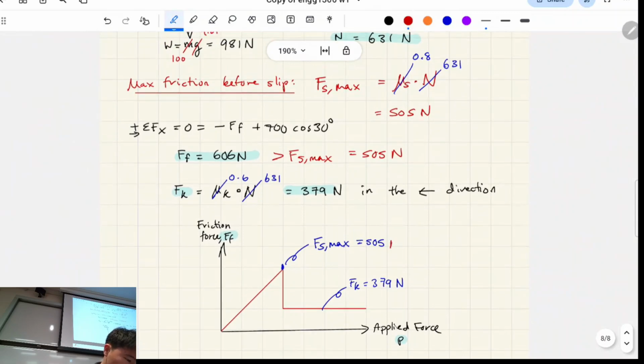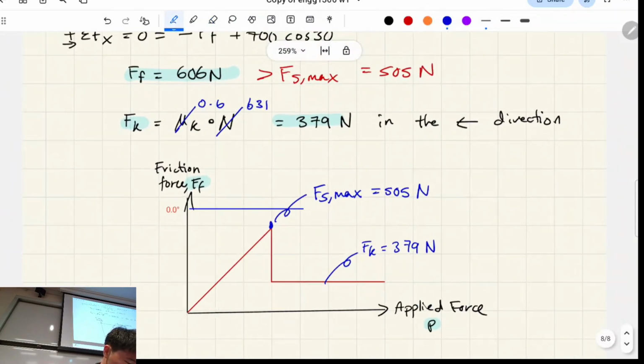And what happened is, when we calculated Ff under static equilibrium, it was 606, right? Which would have been off the charts here. So it just dropped and became this, right? Yeah, I don't think I butchered that too bad. Hopefully that was that. Okay.